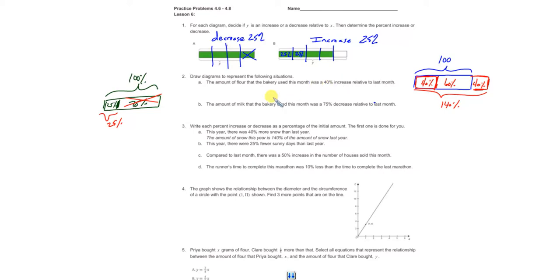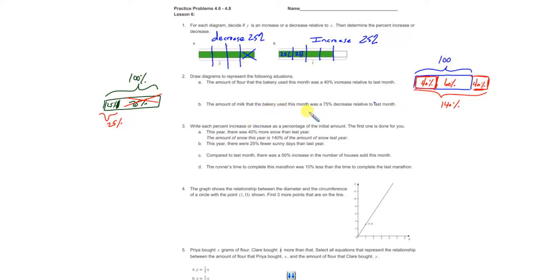So we had to do the same thing on number 2, but with different sized chunks. On the first one, number 2, part A, you had this 100% block of flour that the bakery used, and then the next month there was a 40% increase relative to the previous month. So I added on this little 40% section that matched what 40% looks like out of a whole, tacked it on, and then showed that that distance is now 140% because it's 40 more than the 100.